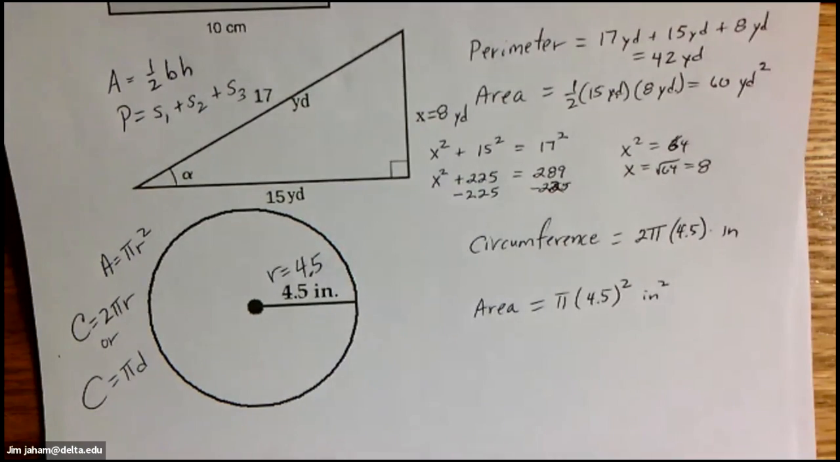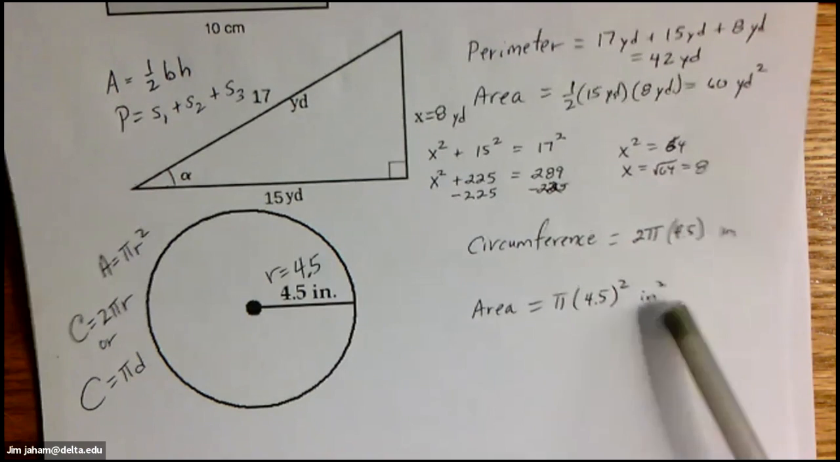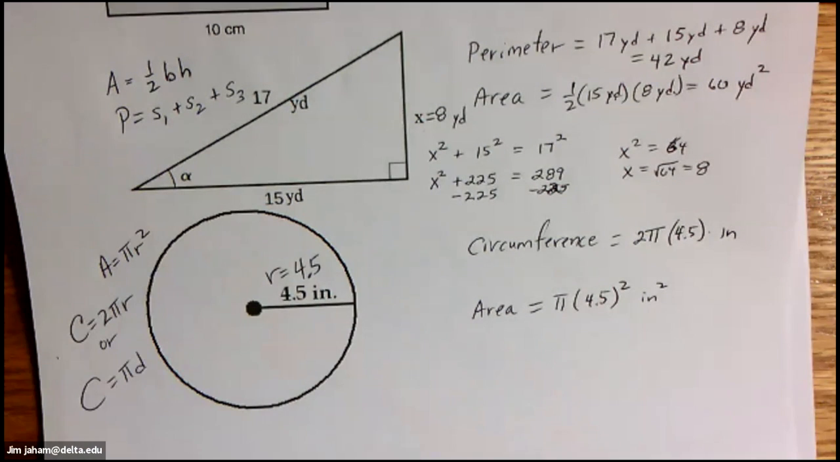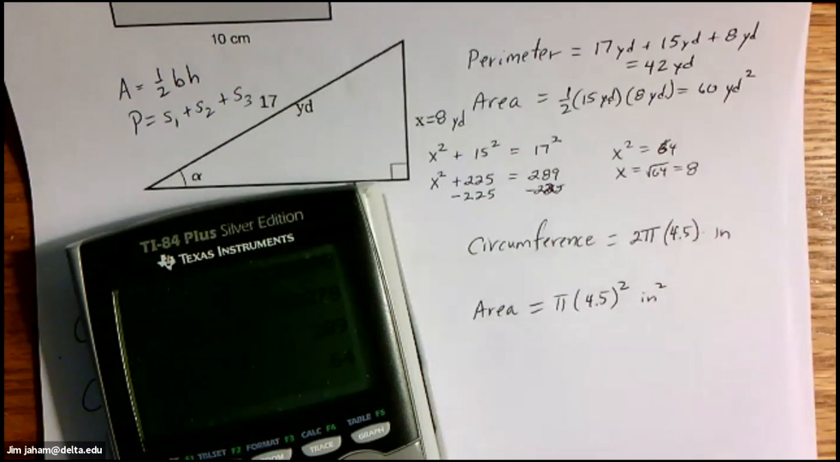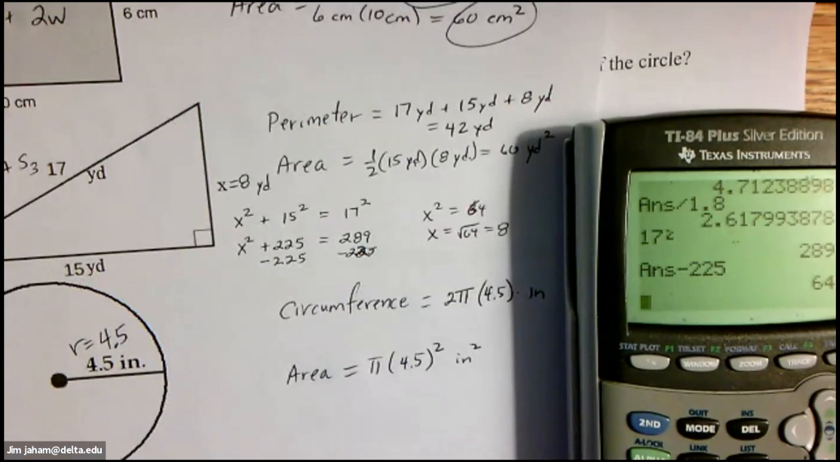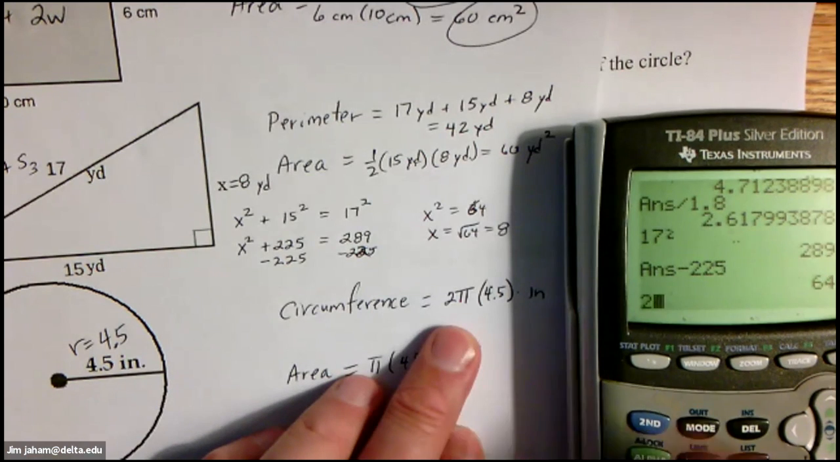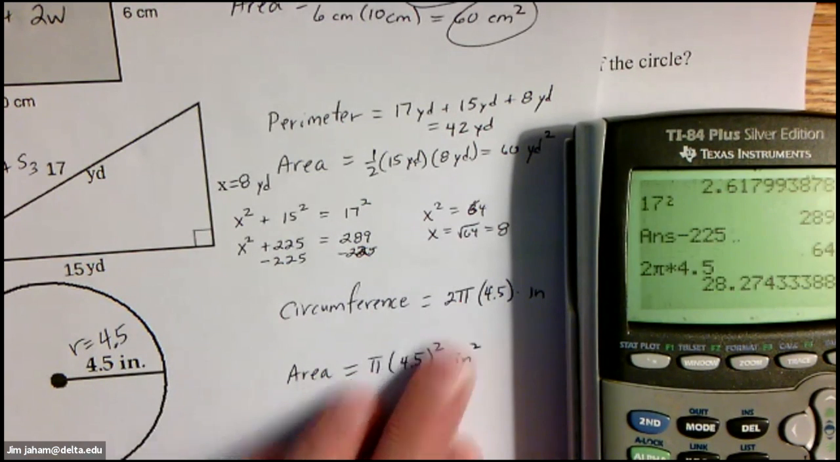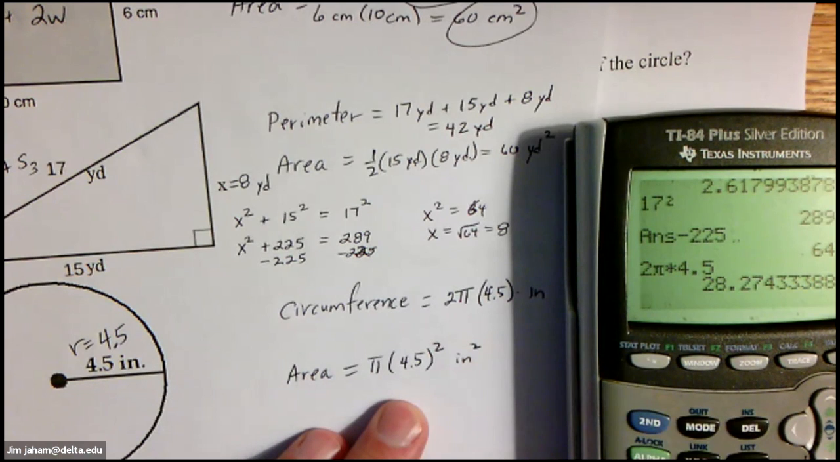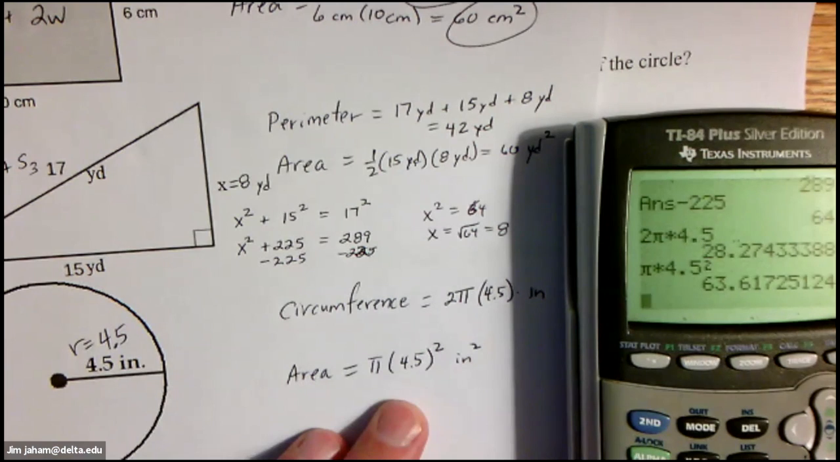So circumference is the distance around. So it's like you're walking a length, and the area is in square inches. It's what it would be required to cover that entire circle. All right, so I'm going to use the decimal approximation here. 2 pi times 4.5, there's the circumference, and pi times 4.5 squared, and there's the area.